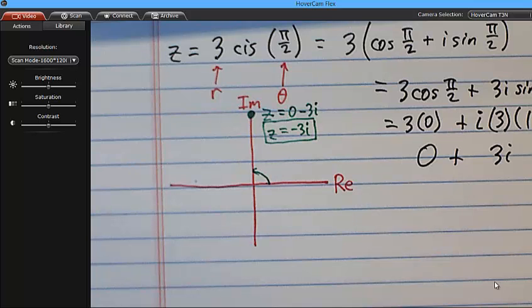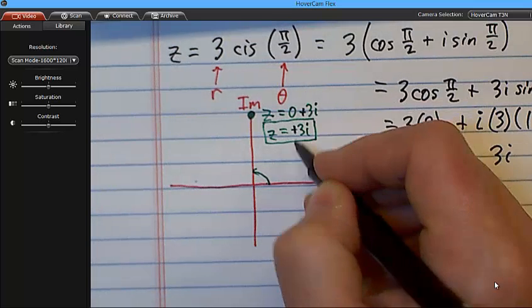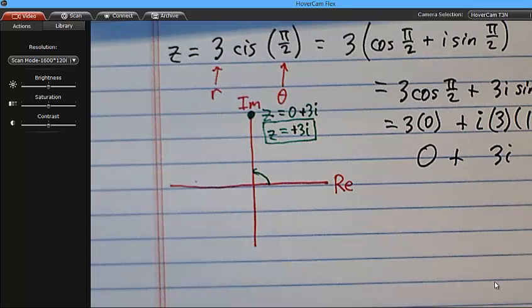Why did I say negative? Why the heck did I just say negative? I have no idea. That's plus. So the answer is z equals 3i. Negative 3i would be aiming downward.